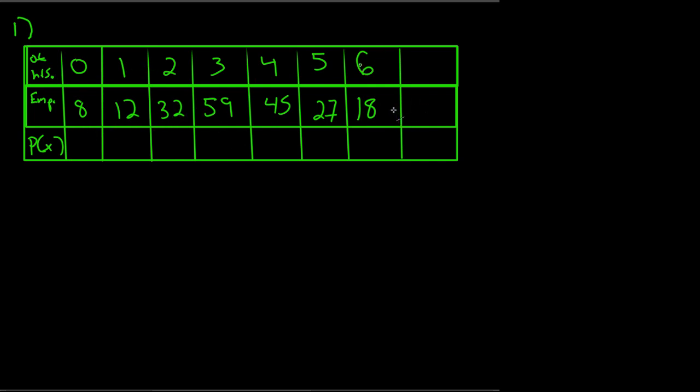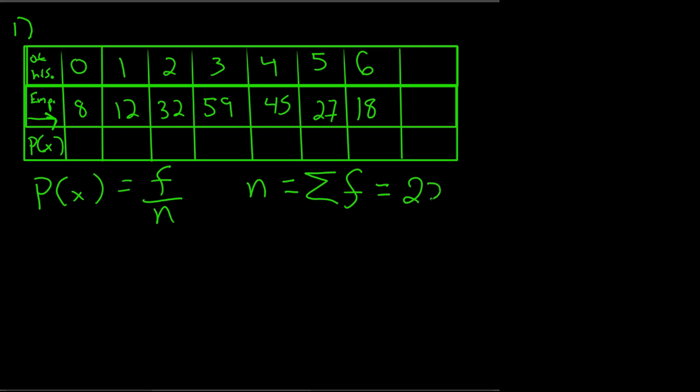We have the number of hours going through. The probability of any given x, or any hour value, is equal to the frequency divided by the total number of samples. So the first thing we need to do is find n, and n is the sum of all the frequencies, which is this column here. So we add up 8 plus 12 plus 32 plus 59 plus 45 plus 27 plus 18. And when we plug all those into the calculator, we get 201.